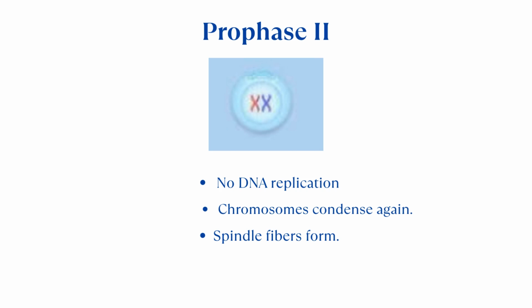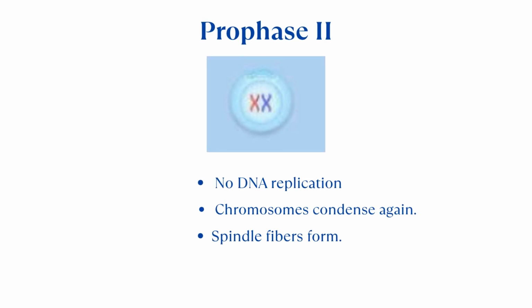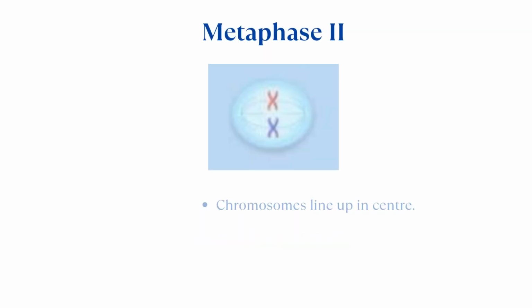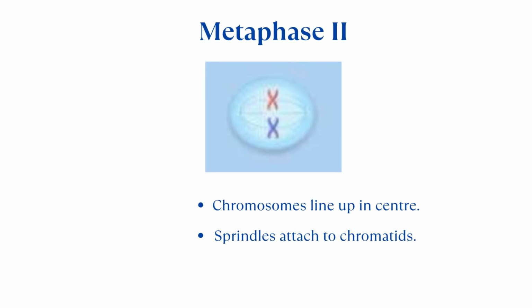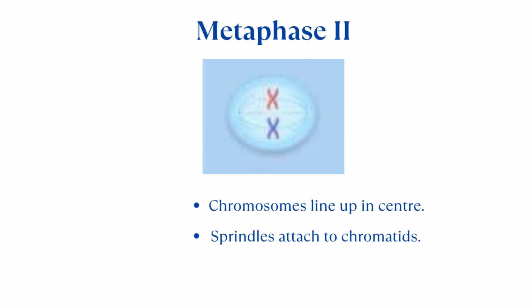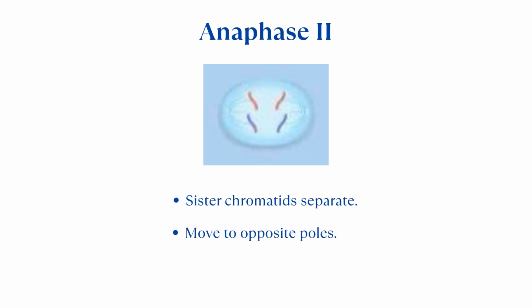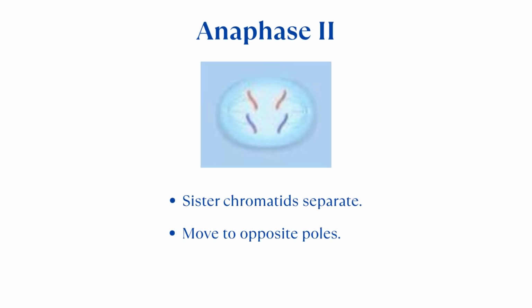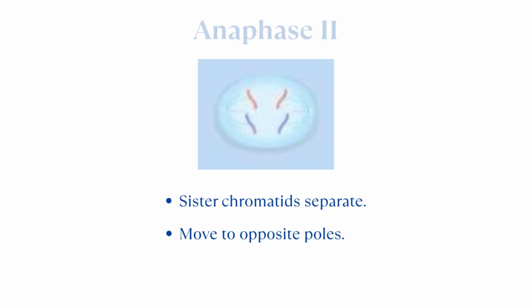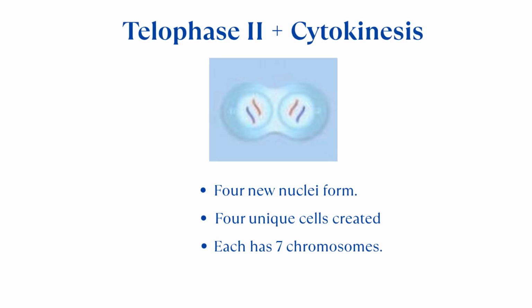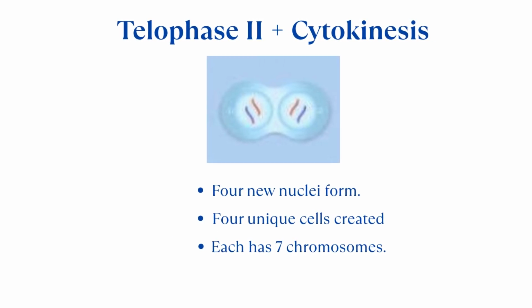Without copying DNA again, the cells enter prophase 2. The chromosomes get ready to divide again. In metaphase 2, the chromosomes line up in the center, just like in mitosis. Now, the sister chromatids are pulled apart to opposite sides of each cell. 4 unique cells are formed, each with 7 chromosomes. These are the sex cells, also known as gametes.